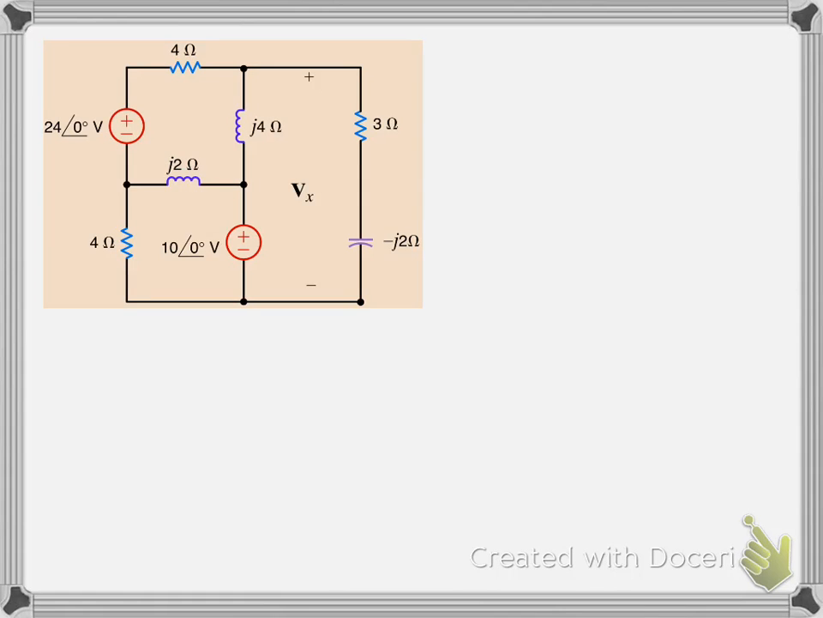So in this problem, we are asked to solve for Vx using nodal analysis. I would choose this node as my reference and establish the non-reference nodes. I denote these as V1, V2, and V3. By inspection, we have here V2 as a supernode, so V2 is equal to 10 volts.